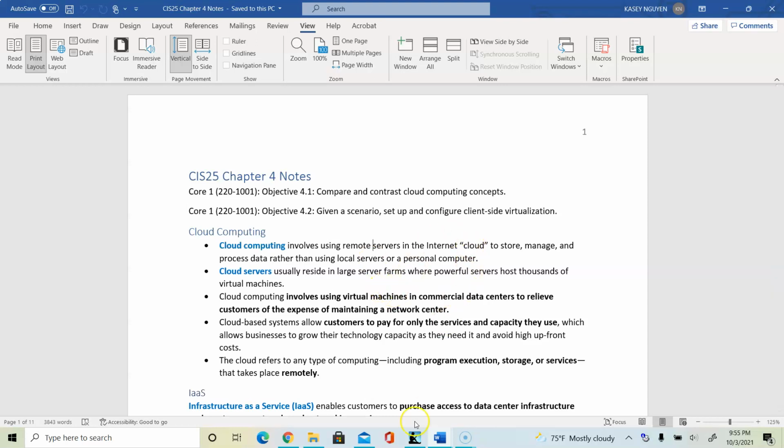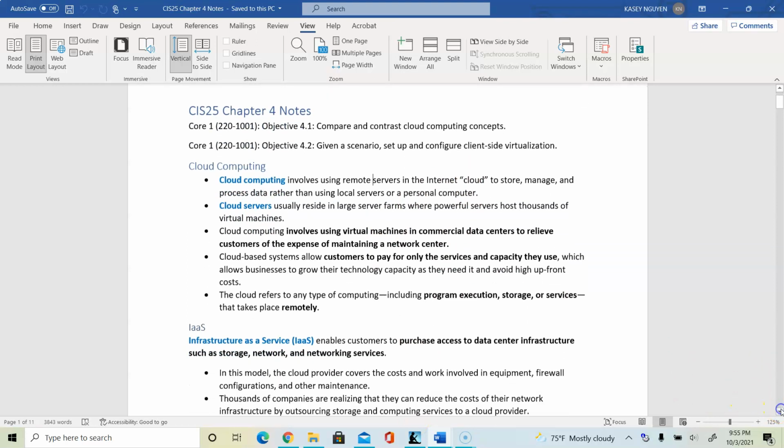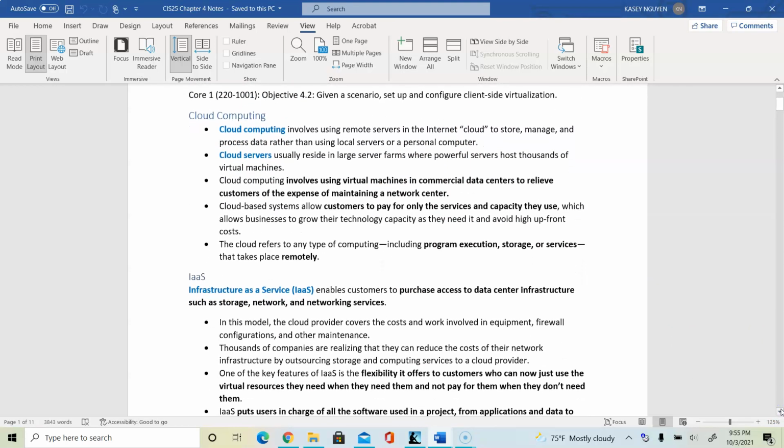Now, when we get into the different type of services, we would see that IaaS stands for Infrastructure as a Service. This allows the customer to purchase access to data center infrastructure, such as storage, network, and networking services. So they can have a file server, they can have Active Directory to be able to allow user management and group management, or they can also have DNS, domain name service, and so on. So they can put the infrastructure of their organization, which includes networking, on the cloud, which is at a remote server.